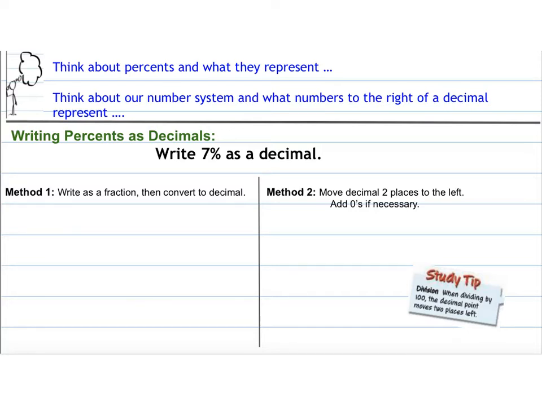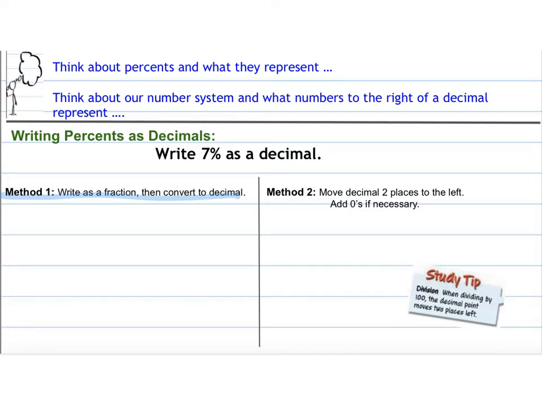So when we are taking a percent and we are trying to write it as a decimal, there's two methods that we can use. We're going to go through both of them here. The first method, we're looking at 7% as a decimal. Write down this step here. We can write the percent as a fraction first and then convert that fraction to a decimal.